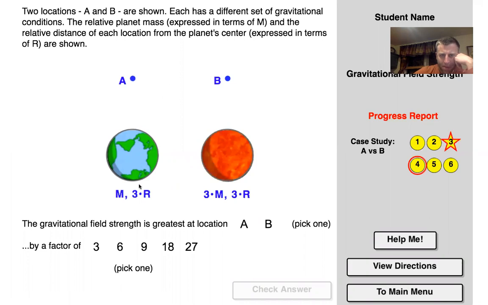This one, the radiuses are the same, so that doesn't affect it, but the mass here is 3 times bigger. Mass is just in the top, it doesn't get squared, so we just say straight up, if you're on planet B, the gravitational field strength, which is basically how much it would pull you, is going to be 3 times bigger, because 3r doesn't affect it, right? Because they're the same. I'm just looking at 3m compared to m, 3 times bigger at B.